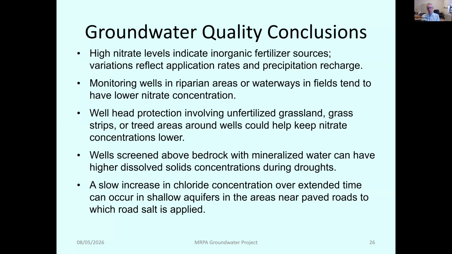Wells screened above the bedrock, I've shown you, can have impacts from mineralized water from the bedrock, and these will have higher dissolved solids concentrations during droughts. We don't have that water to dilute that and keep that bedrock salinity from coming up. And then an issue for the long term might be a slow increase in chloride concentration over extended time due to road salt being applied. And so that would affect areas near the paved road. Right now, we don't see anything high enough to be of concern, but the concern would be with time, is this going to increase, such as it does, for example, in more northern parts of the United States, where it does become of quite concern.